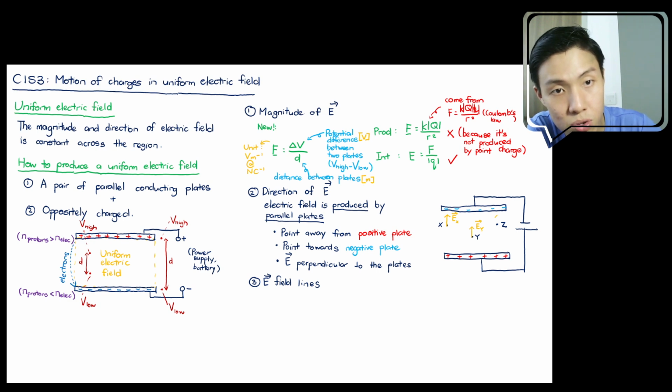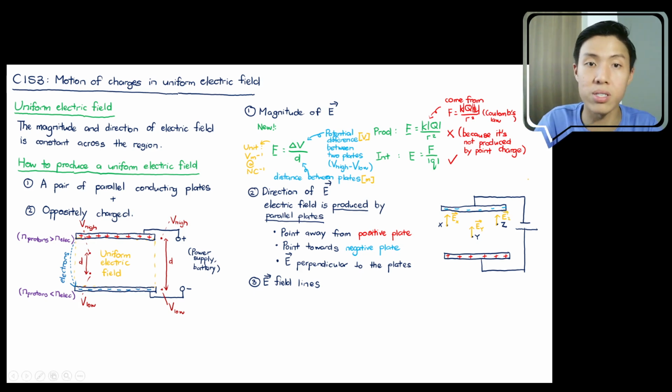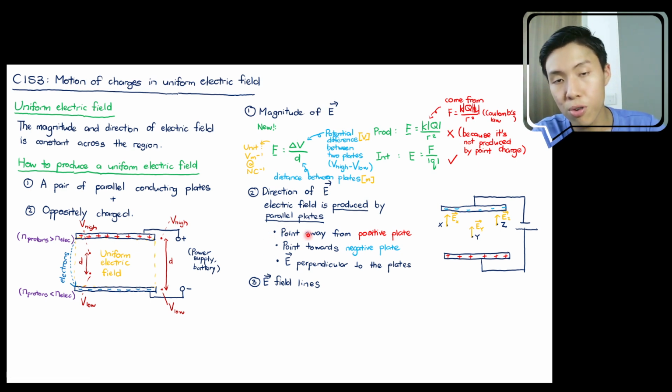Okay, EZ should also have the same arrow length because that's the same magnitude. This is EZ, same direction pointing upwards. Okay, so just by knowing these 3 points: pointing away from a positive plate, pointing towards the negative plate, and perpendicular to the plates, you are able to determine the direction of the electric field.